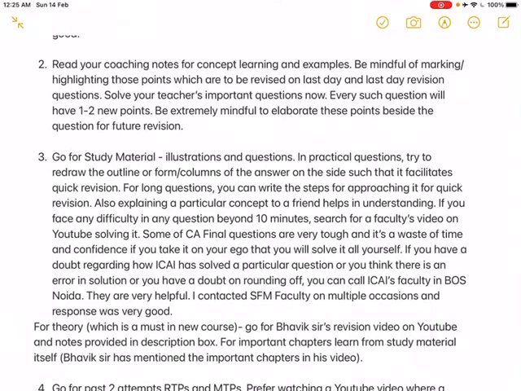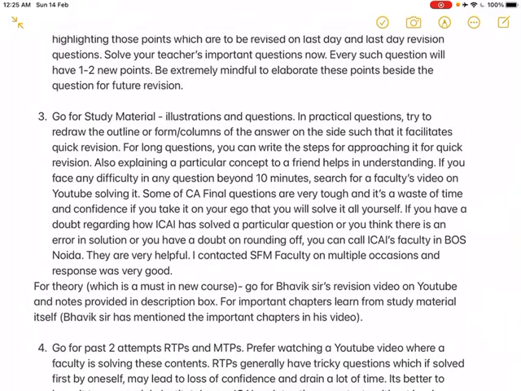Then the second is to read your coaching notes for concept learning and examples. Be extremely mindful of marking or highlighting the questions which are to be revised on the last day, the last-day revision questions. Solve your teacher's important questions now. Every such question will have 1 to 2 new points. Be extremely mindful to elaborate these points beside the question for future revision.